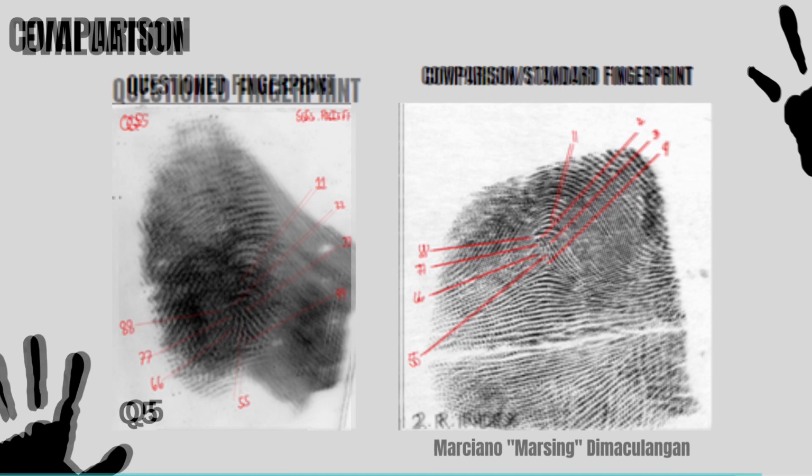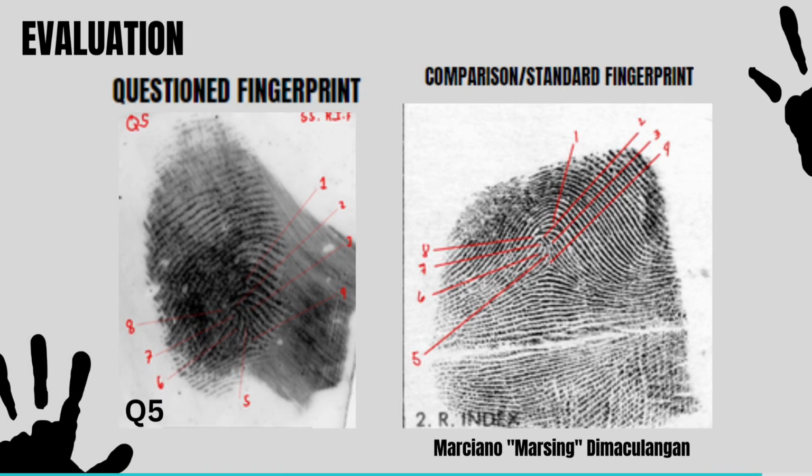The result I have come up with is that the two specimens are alike. Both specimens came from the same source. We can conclude that Q5 and S5 in the right finger of Marciano de Maculangan are alike, and these specimens are from the same source.